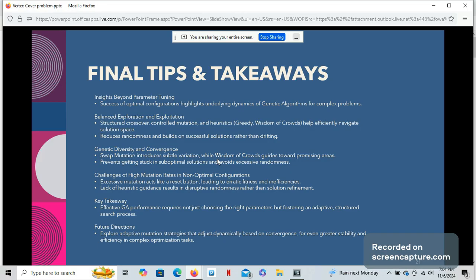So ultimately, these findings emphasize that in genetic algorithms, especially for NP-hard problems like the vertex cover problem, success hinges not just on the parameters chosen, but on how well those parameters facilitate a structured, adaptive search process. Integrating domain-specific heuristics and managing mutation levels thoughtfully allows the genetic algorithm to evolve in a way that's both robust and efficient. Future work could explore adaptive mutation strategies that dynamically adjust based on convergence progress, potentially unlocking even greater efficiency and stability for similar complex optimization tasks.